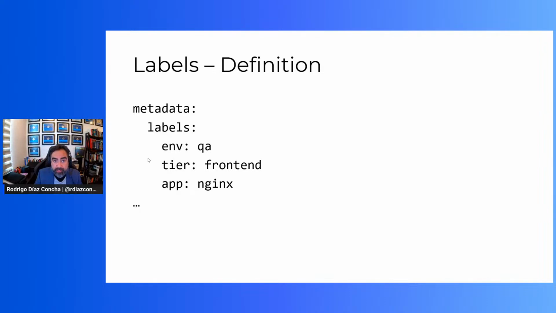So labels is this field or element that we can include in the metadata element inside the YAML file, right? In the manifest file. Of course, you can use the imperative way to set your own labels. However, most of the time you want to do this by using your YAML files. So this is the labels field, and inside this labels field, you can include any label that you want. So for instance, I have 3 labels here: environment, tier, and app. Those are fictitious labels that I'm using in this fictitious code that I have here on the screen.